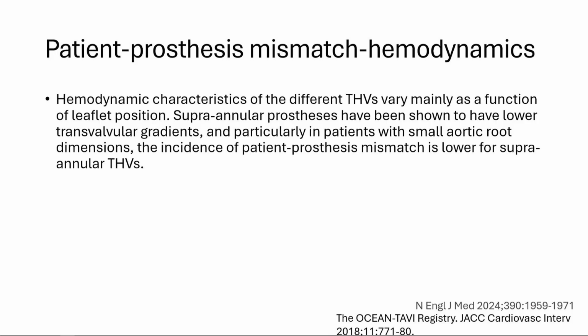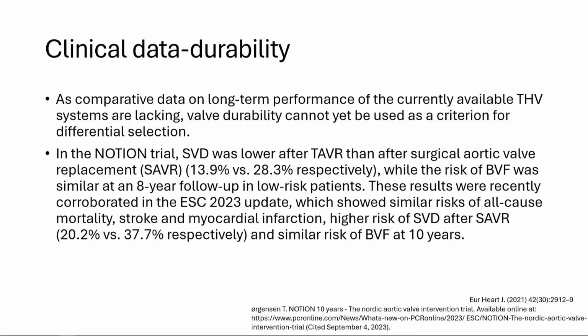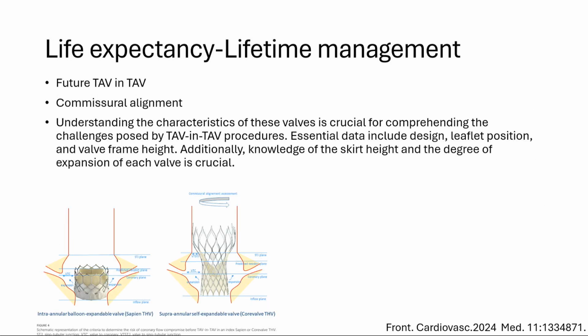We talk about patient-prosthesis mismatch and the hemodynamics, which is super important and could correlate with the durability of the valve and the freedom from SVD. In terms of the clinical data and durability, as comparative data on long-term performance in the currently available THV systems are lacking, valve durability cannot yet be used as a criterion for differential selection. But we saw with the NOTION trial that the durability we should anticipate is maybe 10 years, and there's a low rate of structural valve deterioration. So life expectancy and lifetime management are important.